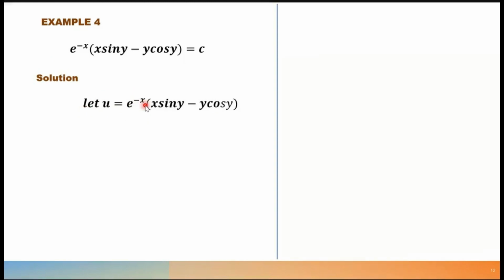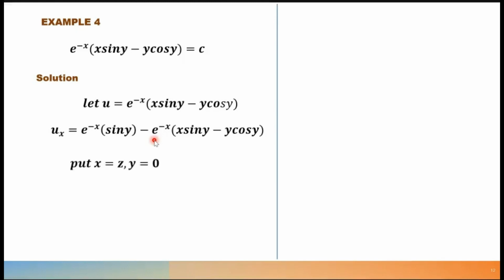Again, I'll take this as first term. Second term is the bracket term, applying u into v. So ux is equal to first term u into derivative of the bracket term, which is sine y. This is a constant, so it's 0. Then bracket term into derivative of e raised to minus x, which is minus e raised to minus x. Put x is equal to z, y equal to 0. When x is z, y is 0, sine y is 0. So the whole term ux will become 0.